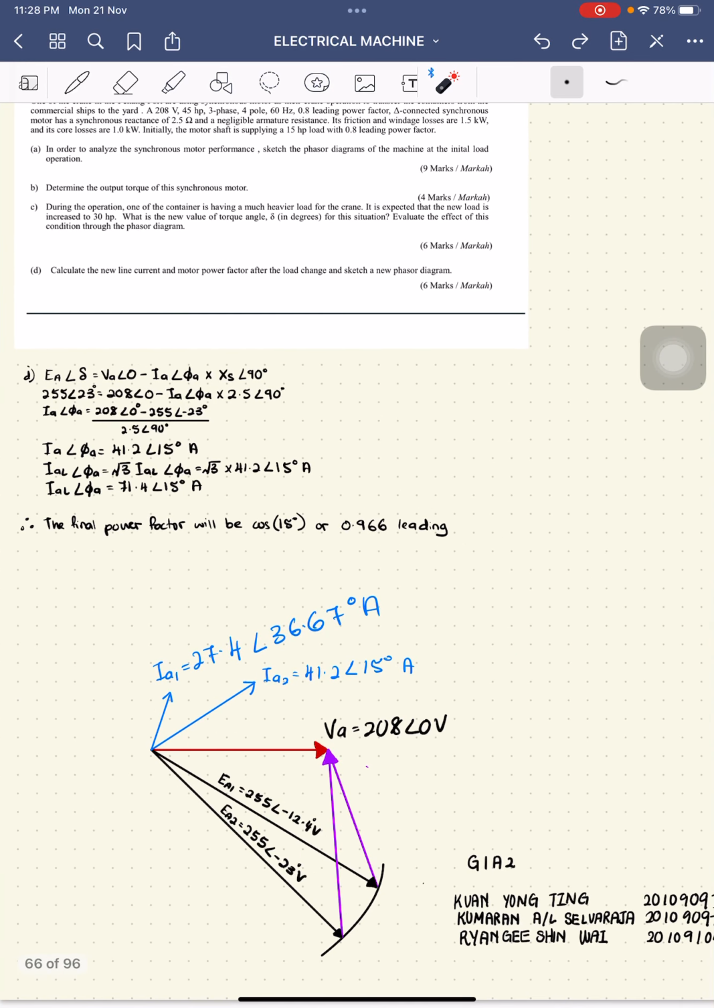This one is the new phasor diagram. The previous one is here, and then we combine it with the IA, the new one 71.4 angle 15. Then another one is 255 angle 23.